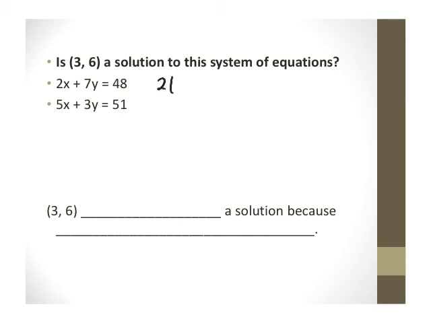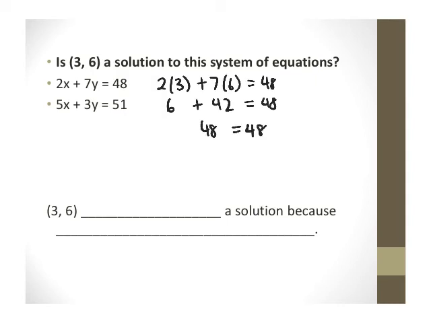So 2 times 3 plus 7 times 6 equals 48. 2 times 3 is 6. 7 times 6 is 42. 6 plus 42 is 48. So it is a solution.